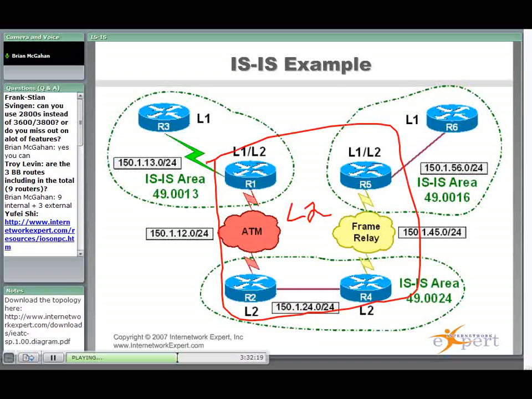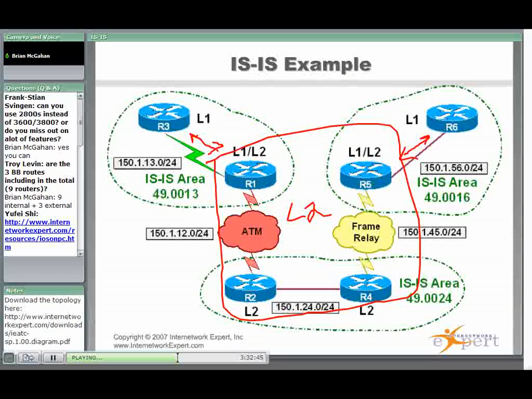So in this case, what we have is routers 1, 2, 4, and 5. They are going to make up the level 2 domain in IS-IS. So we're going to have level 2 adjacencies on the ATM link, the Frame Relay link, and then this Ethernet link between router 2 and router 4. Then on this link between router 1 and 3, we'll have a level 1 adjacency, and a level 1 adjacency between router 5 and router 6. Based on the fact that routers 1 and 5 have both level 1 adjacency and level 2 adjacency, that is going to make them the level 1, level 2 routers.